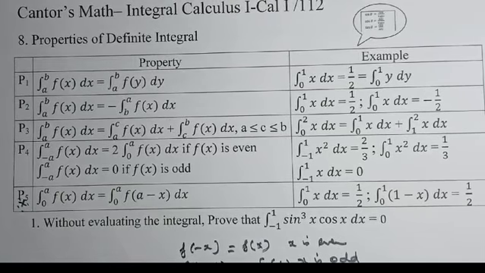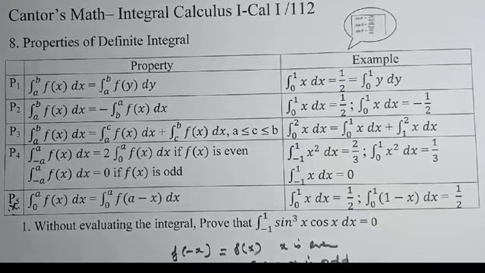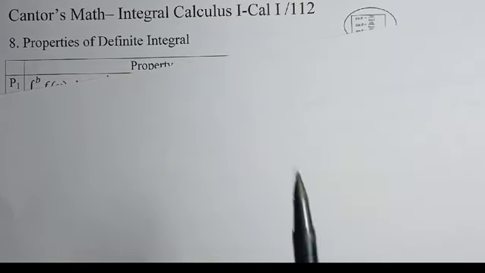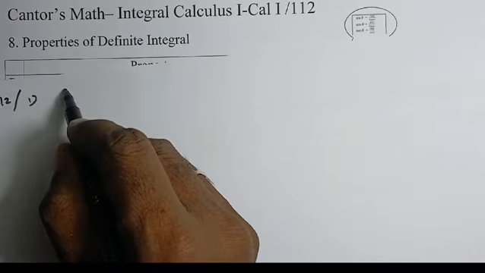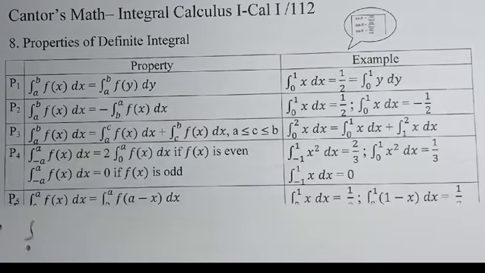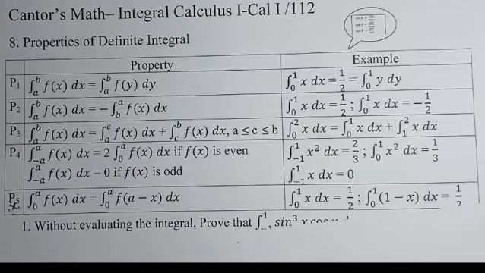Now, next, problem number 1. Without evaluating the integral, prove that integral minus 1 to 1 sin cube x cos x dx equals 0. Problem number 1: integral minus 1 to 1 sin cube x cos x.